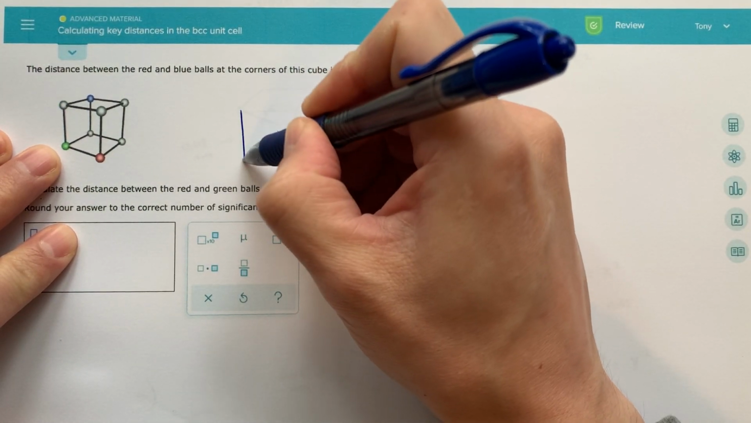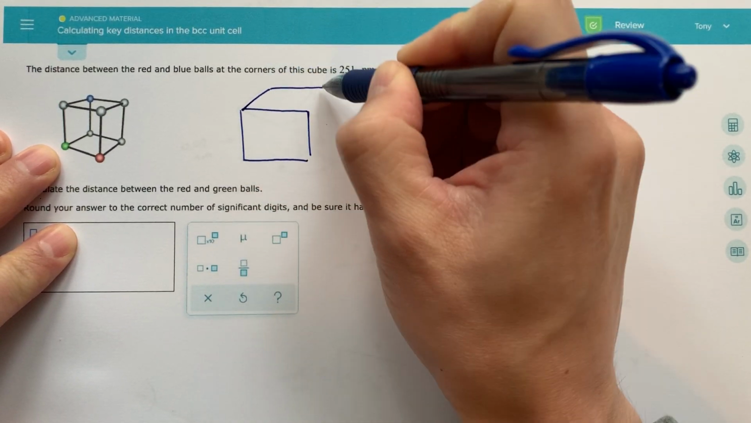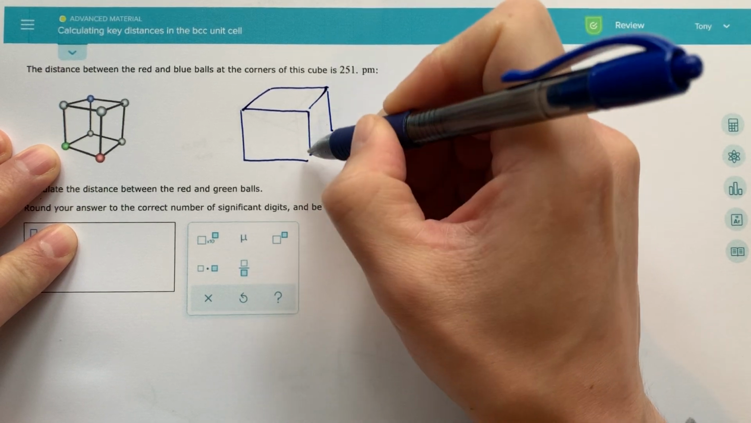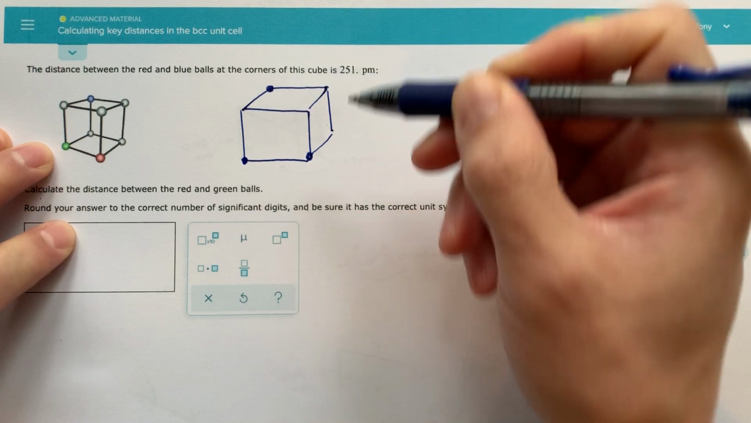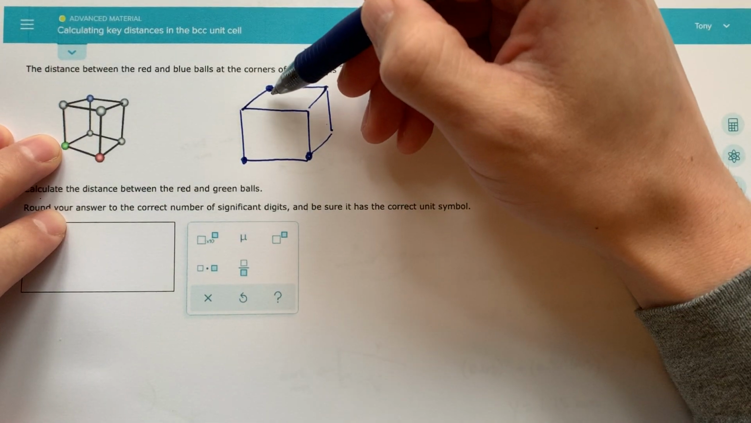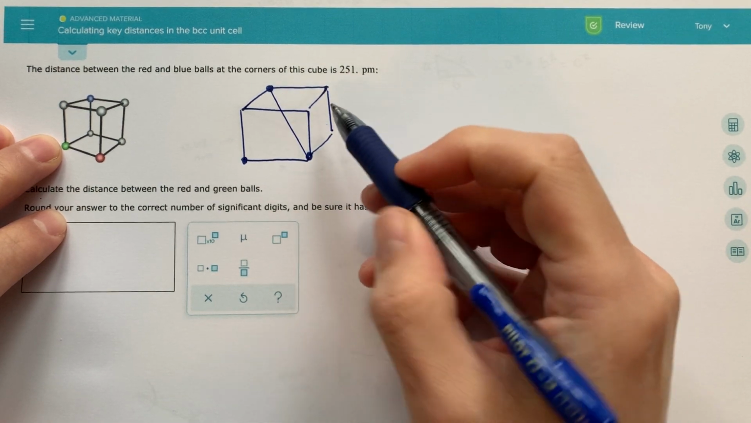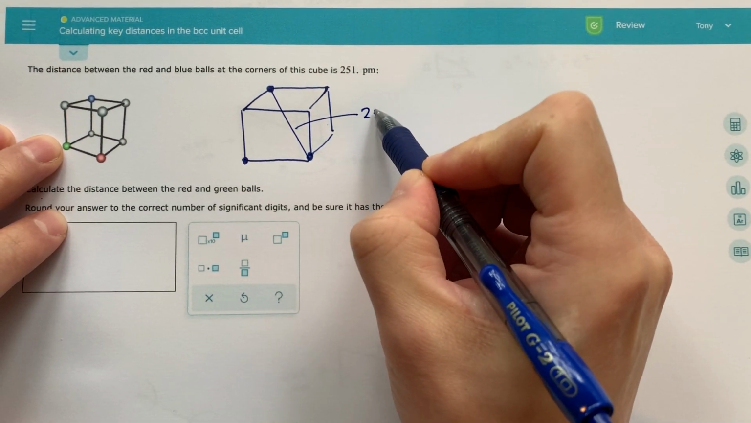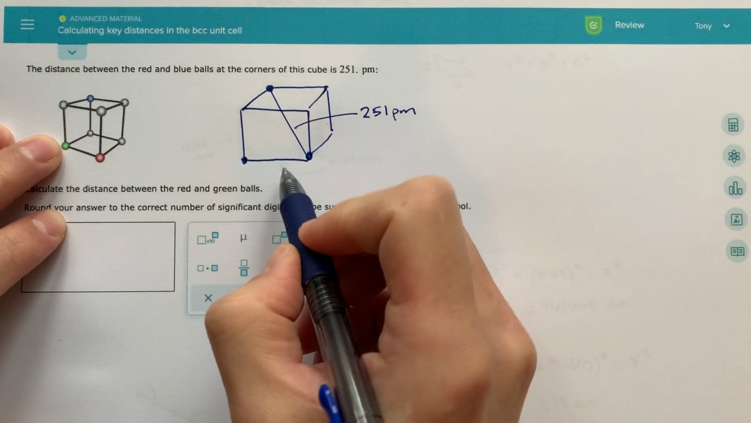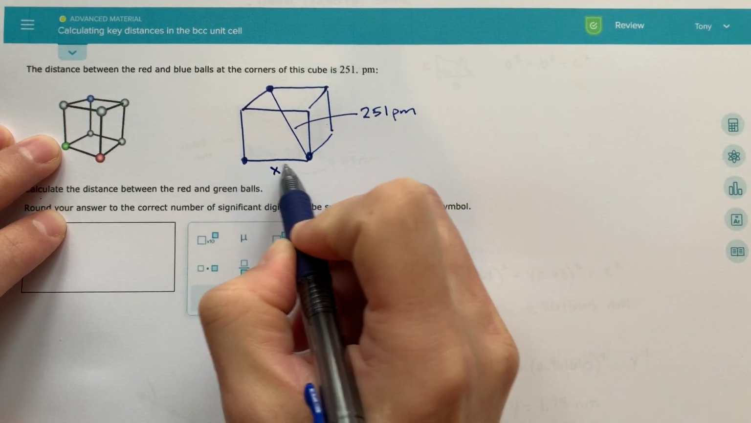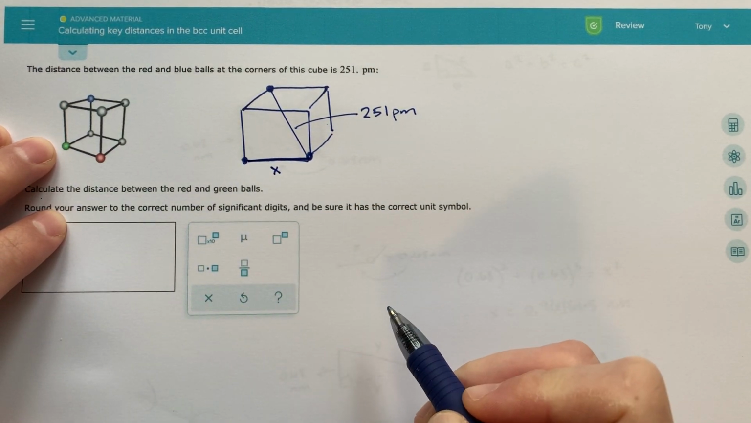So again, I'm going to draw out, I always like sort of redrawing the cube just so that it's sort of standardized for the way that I do it, the way that I think about it. Even though they give us this sort of nice picture here, we are given this distance here. Right, so we're given that distance, that's the 251 picometers. You have to keep in mind what our units that are given here are. And what we're looking for is this edge length here. So we're going to call this x. This is the edge length that we're looking for.